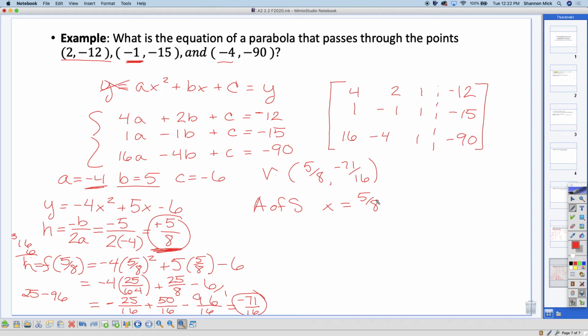It's opening down, yes? Yes. So it'd be a maximum at x equals 5/8. I'm not gonna lie, I'm very confused.